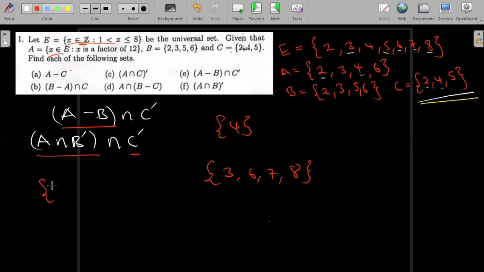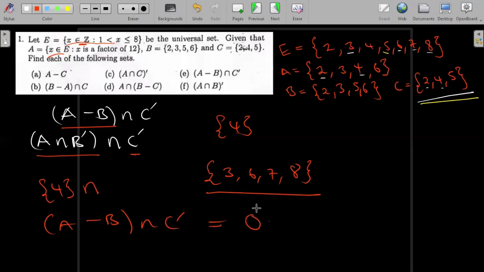So the first part is 4, set containing 4, and I'm intersecting with this here. So when I check that, are there any common elements that are in both the sets? There is none. That is what? That is common. So which means that this set here, A minus B intersect C complement, is just going to be equal to the empty set because there's nothing here. So you can write the empty set like this, or you can write it like this, just the braces containing nothing. Okay, so that is what we are going to get.